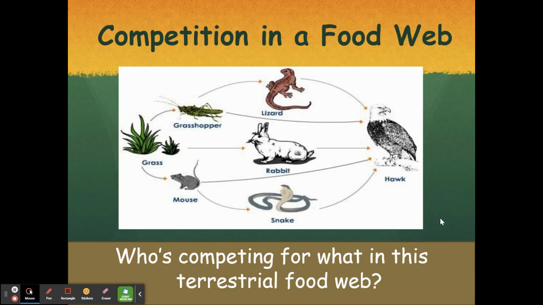Now, grasses and plants, they're considered autotrophs. An autotroph just means that they're able to create their own energy. Okay. All of these animals that eat the grass or eat each other, they are considered heterotrophs. Okay. And that means that it needs to consume something in order to gain energy.